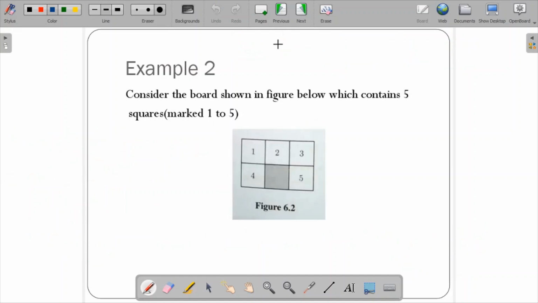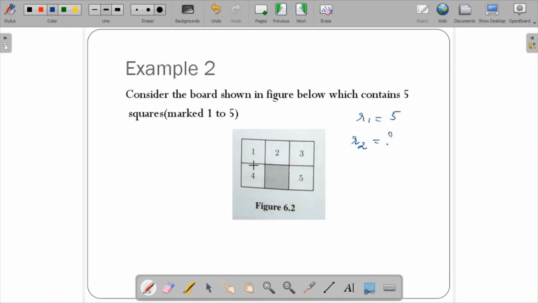So next, example 2. Consider the board shown in the figure below, which contains 5 squares marked 1 to 5. So here you have 1 2 3 4 5. Same for this also, you have to find the rook polynomial. From this board you came to know that R1 is 5. 1 2 3 4 5. This is not marked, so R1 is 5. R2 we have to find.